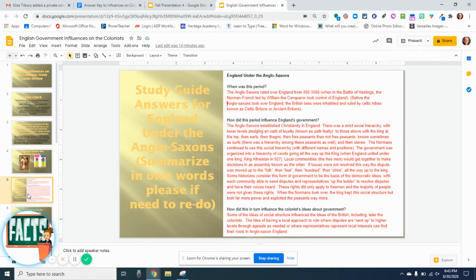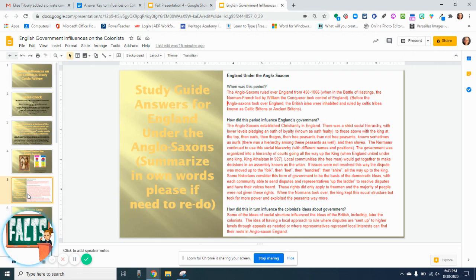So some historians consider this form of government to be the basis of democratic ideals, with each community able to send disputes and representatives up the ladder to resolve disputes and have their voices heard. These rights, again, only did apply to freemen, and the majority of people were not given these rights.